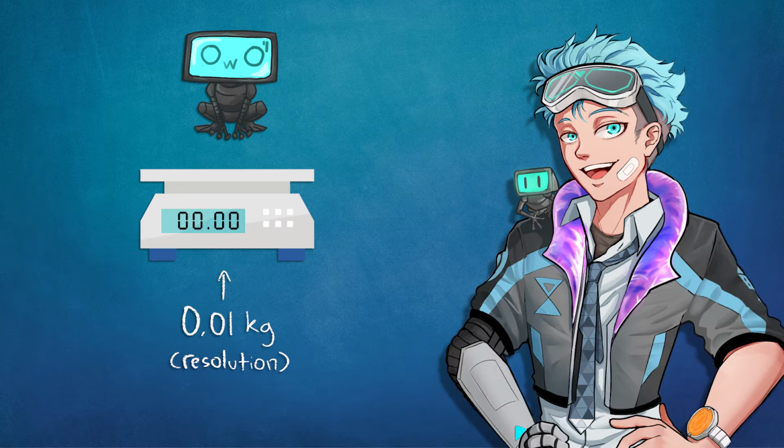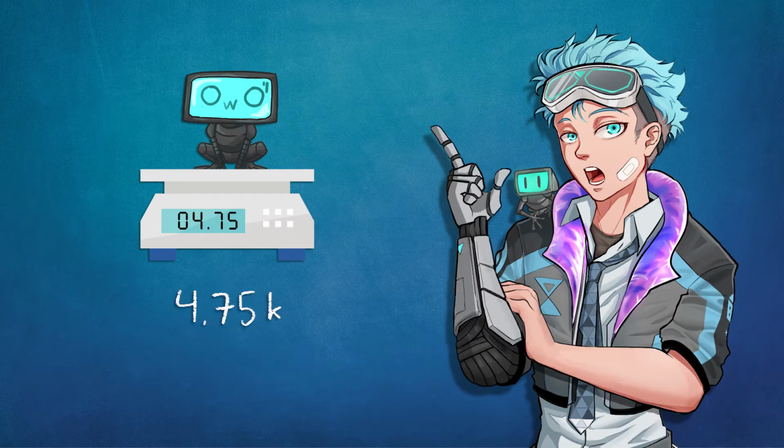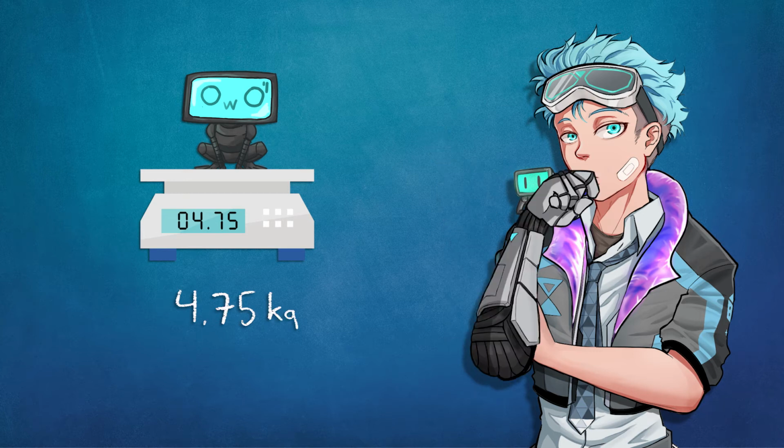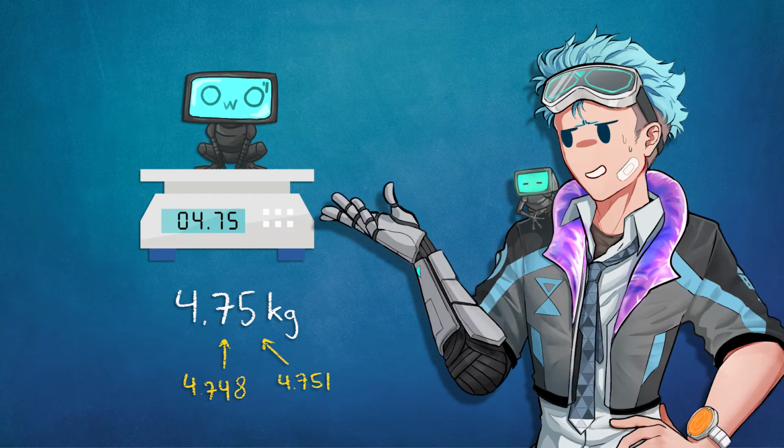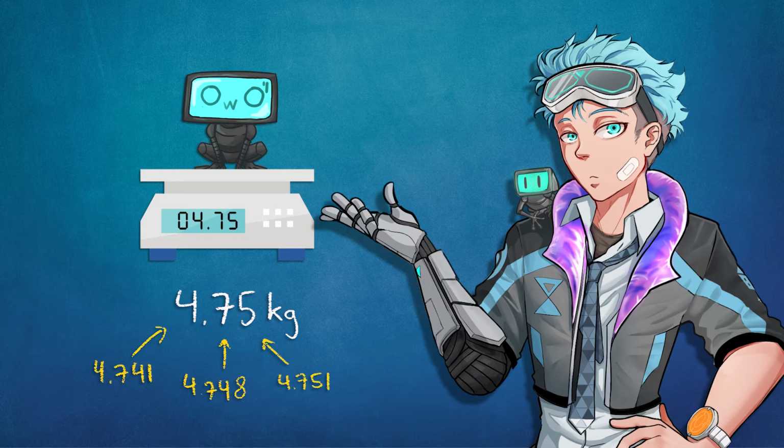Now, let's put Ribbit on the scale. The scale says 4.75 kilograms. It might seem like an exact number, but in reality, it could be 4.748 or 4.751, and we'd have no idea because the scale is limited to 2 decimal places. It could even be 4.741 because there's a chance that the scale doesn't round downwards.